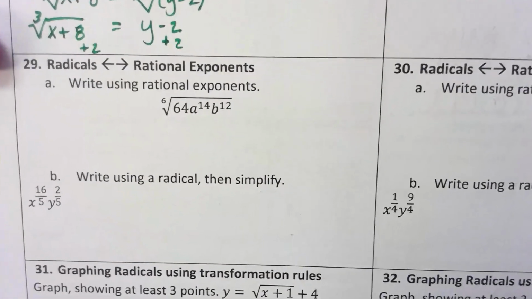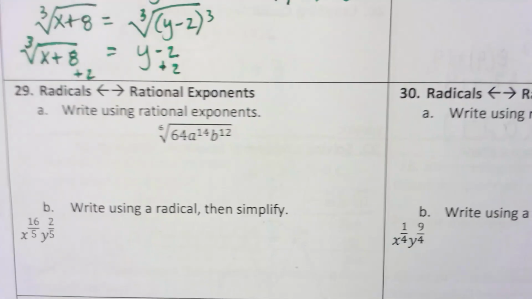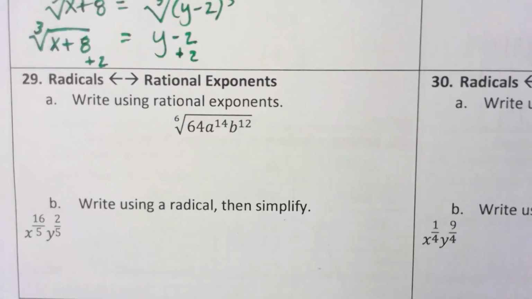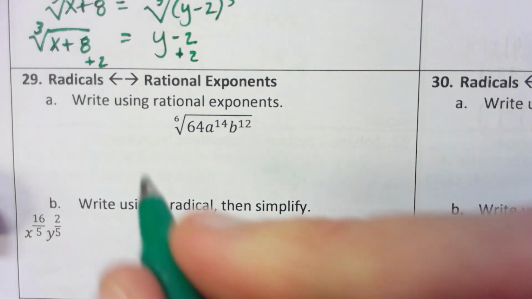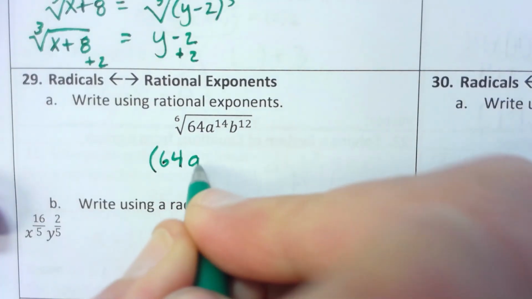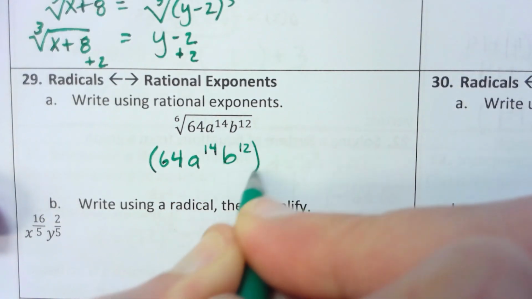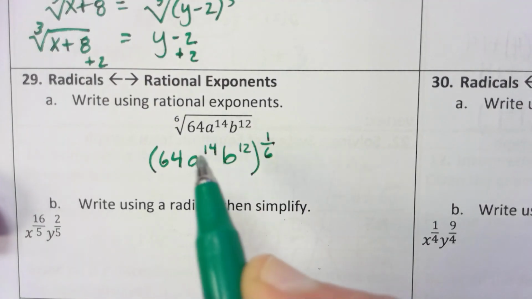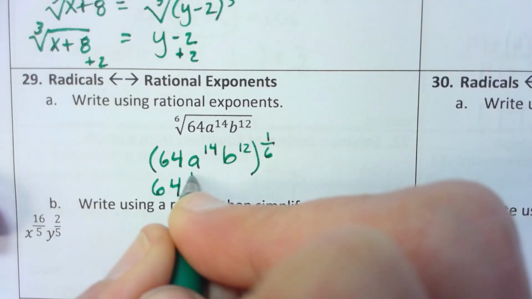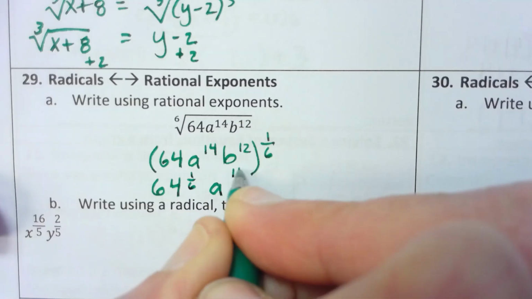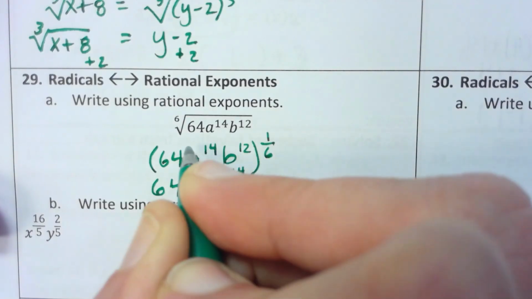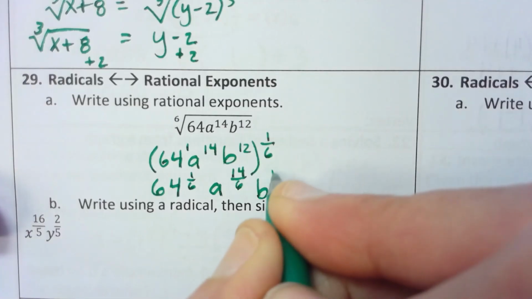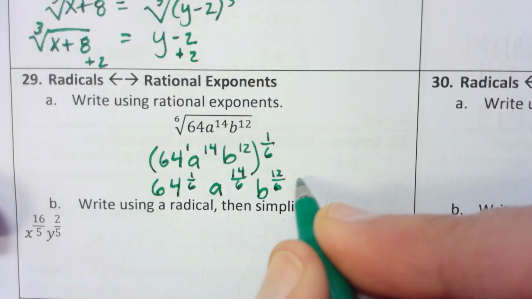Okay. Switching from radicals to rational exponents. So anytime you have a radical, a cube root, square root, sixth root in this case, we can write it using a rational exponent, which means a fraction exponent. So I can take this whole thing, 64, a to the 14th, b to the 12th, and raise that to the 1/6 power. Sixth root and 1/6 power are the same thing. So that becomes 64 to the 1/6 power, a to the 14/6 power, because I'm just multiplying, right? This has an exponent of 1. When you raise a power to a power, you multiply. b to the 12/6 power, and then it's just a matter of simplifying each of those pieces.